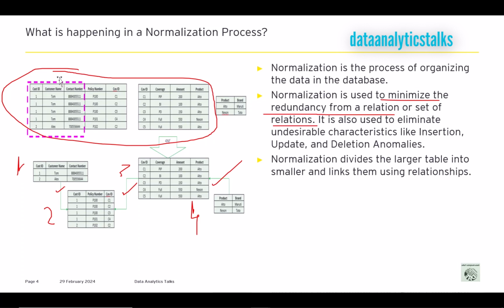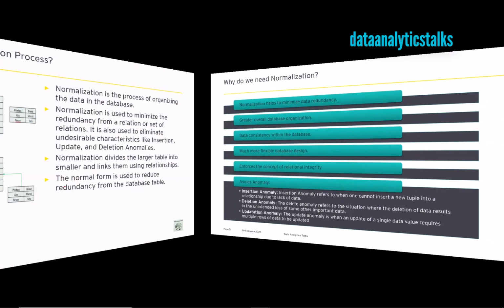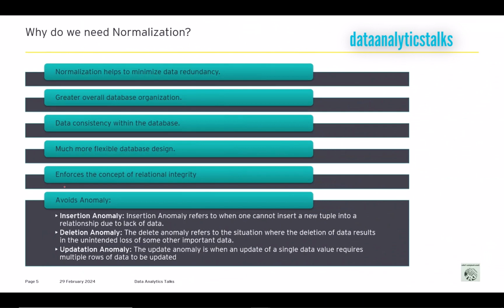So this is what happens when you are doing a normalization process. Of course, the normal form is used to reduce redundancy from the database table. So why do we need normalization? First, normalization helps to minimize data redundancy, gives greater overall database organization, data consistency within the database, much more flexible data design, enforces the concept of relational integrity, and it avoids anomalies.